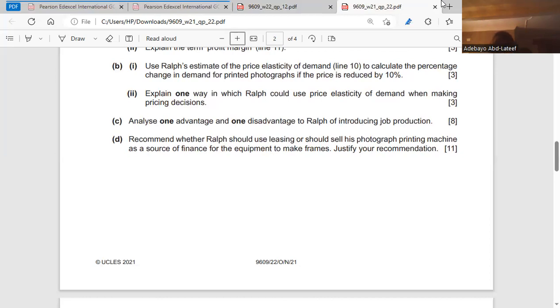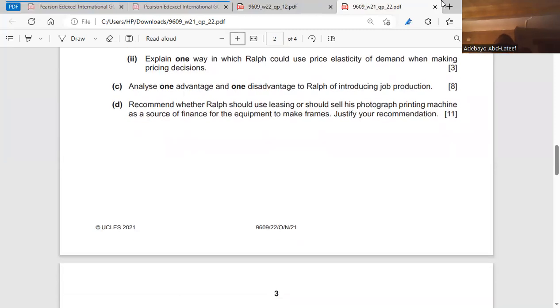Then the problem about using job production is that it is expensive. It's costly because you are producing a unit, which means you are operating on a smaller scale. And operating on the smaller scale means you won't be able to exploit economies of scale. Clear. And you being unable to exploit economies of scale means you're going to have a high average cost of production, which makes your business not to be profitable. Clear. Very clear.